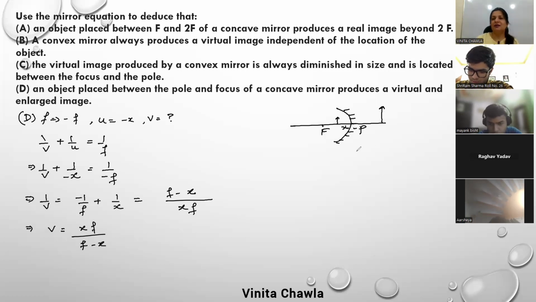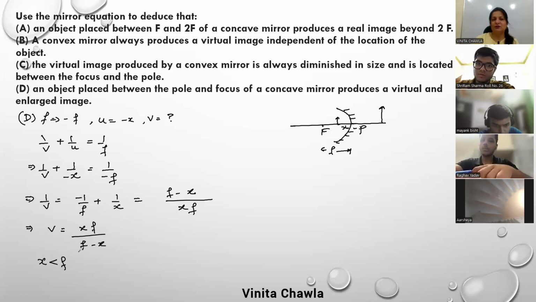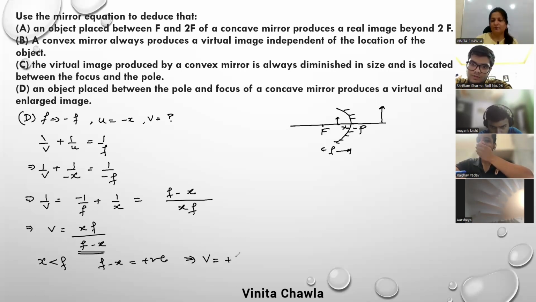Now we know that x is less than f. This is f, the distance between pole and focus. An object is placed between pole and focus, somewhere here. So x is less than f. Because x is less than f, f minus x is positive. Numerator and denominator are both positive. This implies v is positive. So the image will be formed behind the mirror, because if v is positive, it is clear that the image is formed behind the mirror.